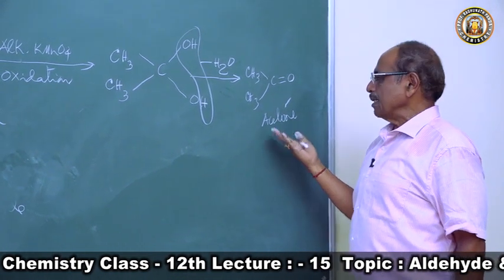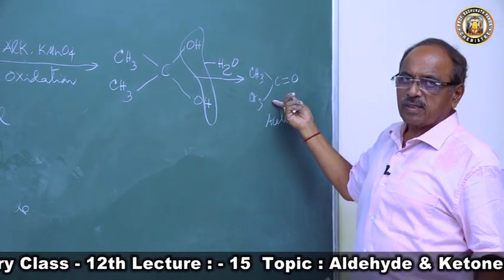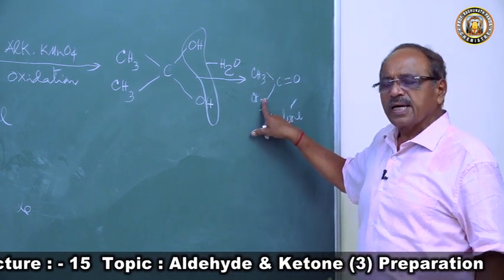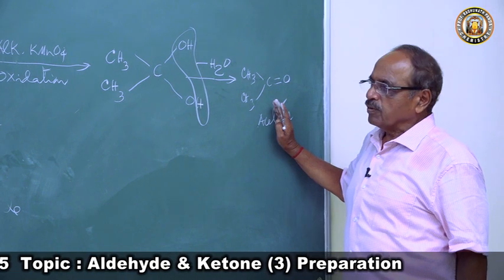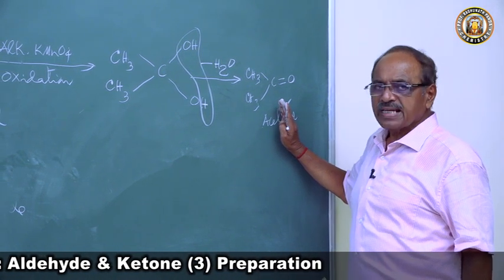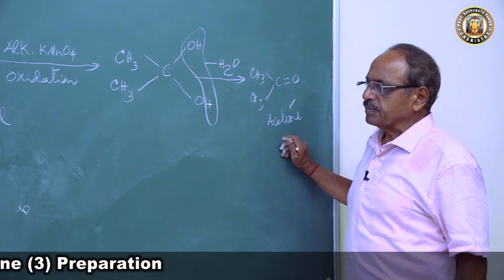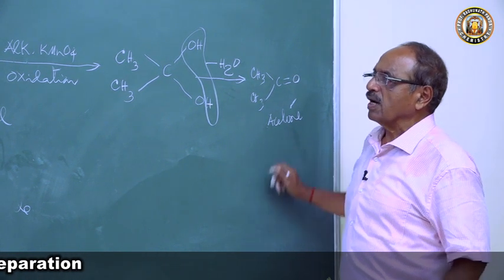Same thing here, it will not undergo any further oxidation. Ketones contain alkyl groups, so they will not be oxidized. Hence very easily we can wait for the completion of the reaction. After the reaction is completed, we'll take out the acetone from this. So this is oxidation of alcohol.